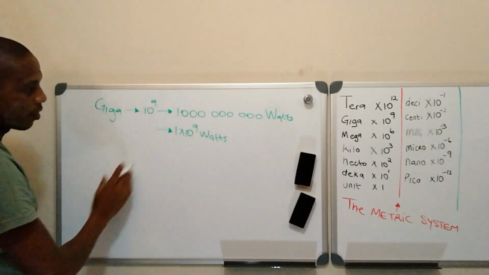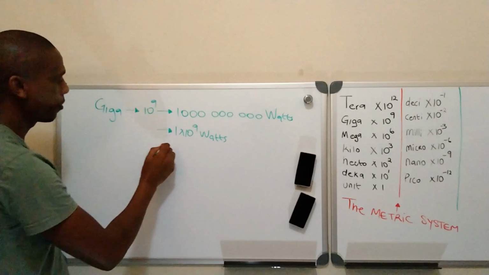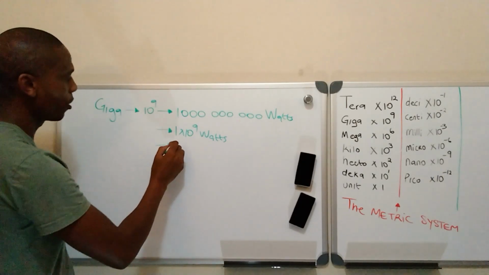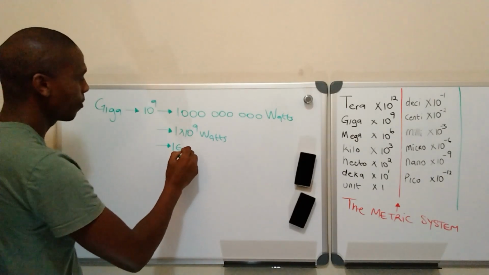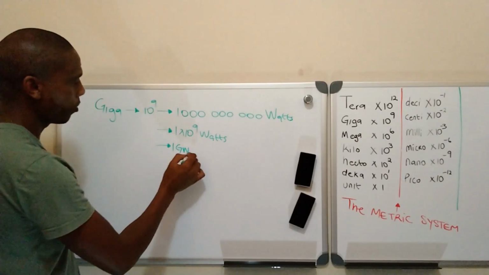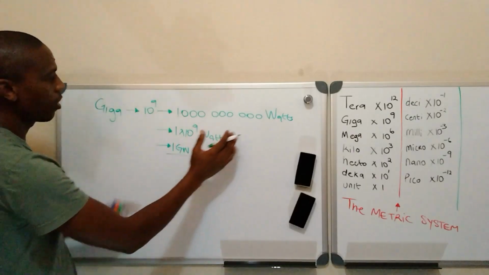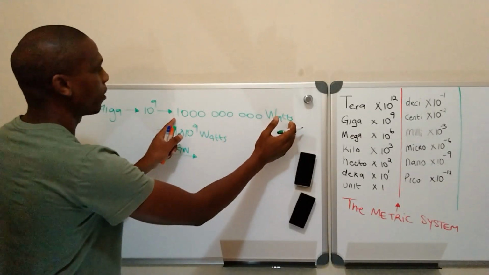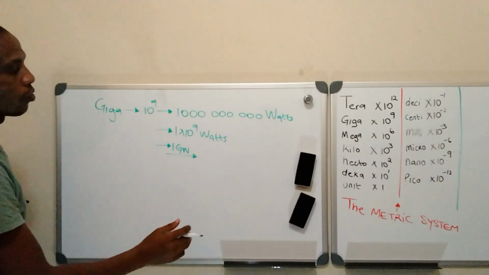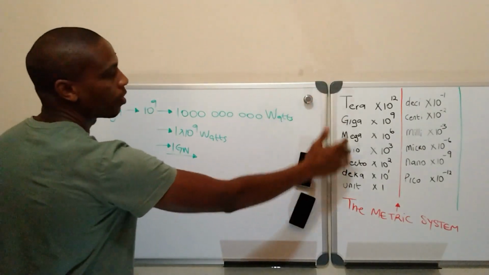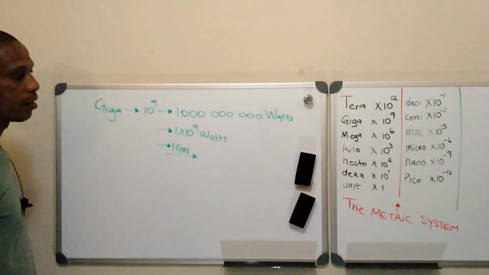But there's still another way to make this smaller. This answer, you can just write 1 gigawatt. The watt, you can just leave as a W like this. You see how small this is as compared to this? So it goes for the rest of the metric system.